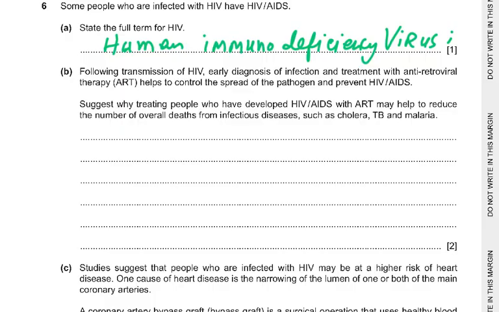Question number 6. Some people who are infected with HIV have HIV/AIDS. State the full term for HIV: human immunodeficiency virus. It's all underlined, so either you got this right or you just didn't get it wrong. Please try to get the spellings correct.